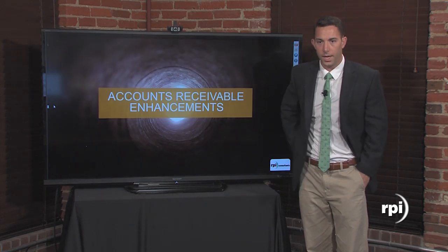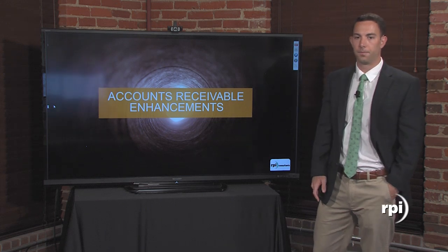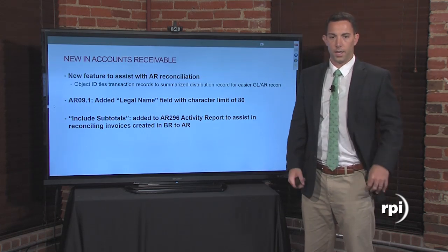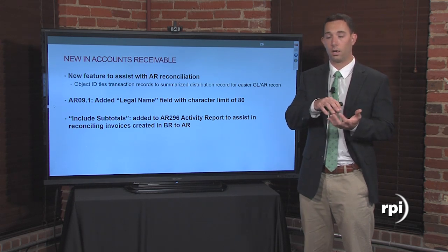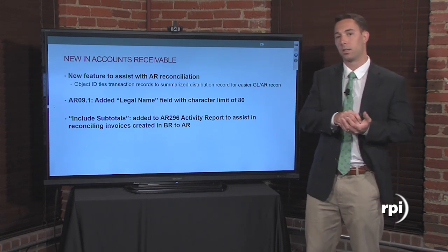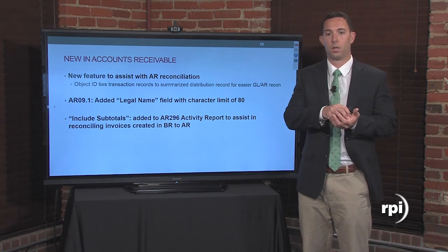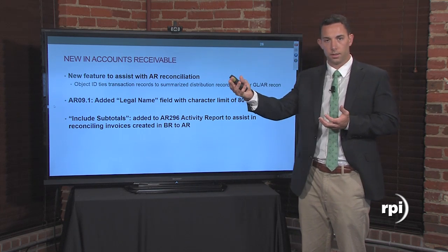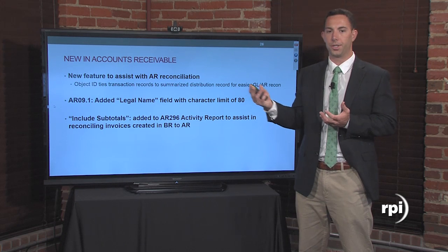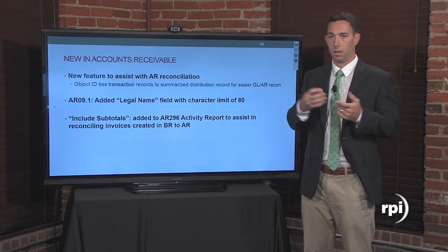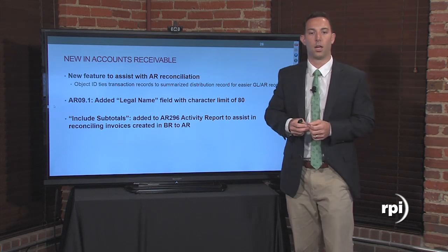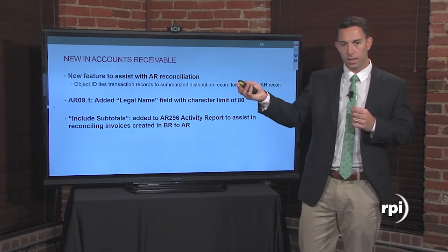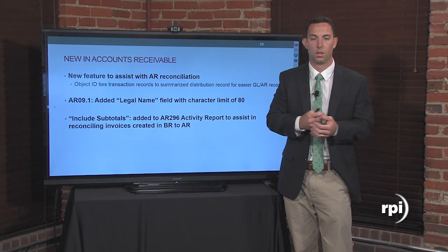All right, what's new in AR? Just a couple things here. There's an object ID that ties the summarized AR application records from that AR subsystem to the interfaced summary transaction to your general ledger. So if you need to do reconciliation between GL and AR, that object ID is going to help you there tie that summarized from GL down to your detail in AR.